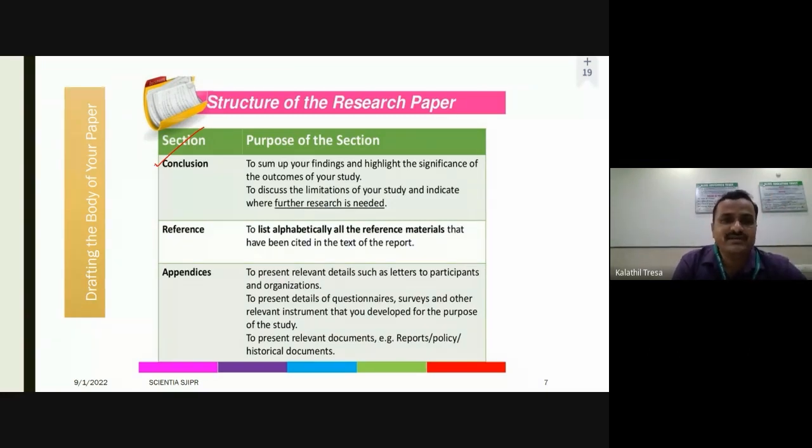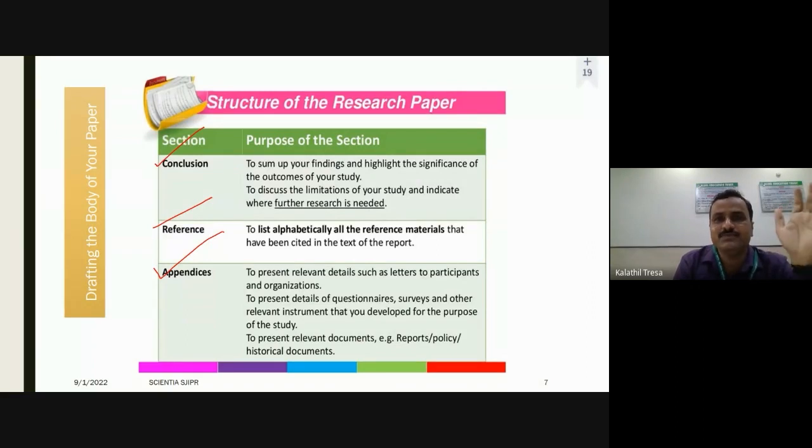Then the next one is the referencing part, which is the most important, where as per the author guidelines, we are supposed to write our references. The basic method is to list alphabetically all the references that are cited in the text of the report or thesis. And lastly, appendices, where, if a questionnaire was used to carry out the research, surveys were conducted, or any other relevant documents were used, they are included. So that is the basic outline, also called the structure of the research paper.